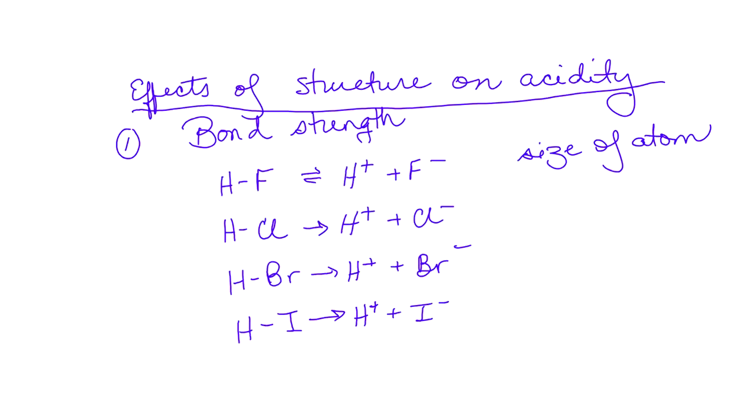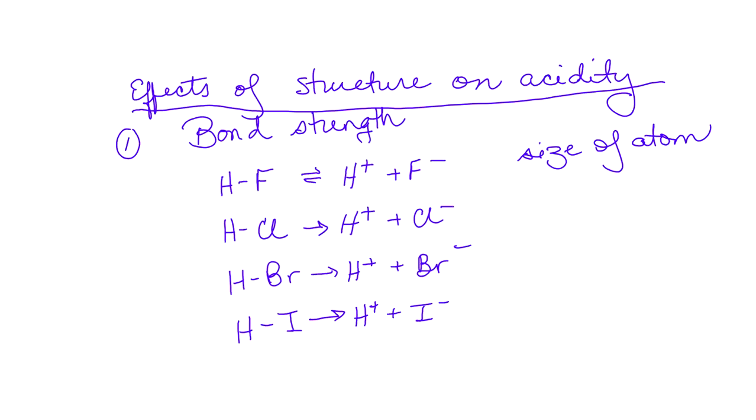Okay, so what are the effects of structure on acidity? One of the first considerations is bond strength. If we look at hydrofluoric acid, hydrochloric acid, hydrobromic acid, and hydroiodic acid, we see that hydrofluoric acid is a weak acid and the remainder are strong acids. This is a little unusual because if you look at electronegativities, fluorine has a much larger electronegativity than iodine.